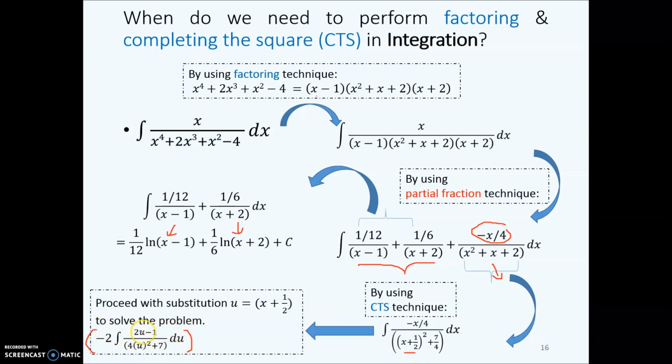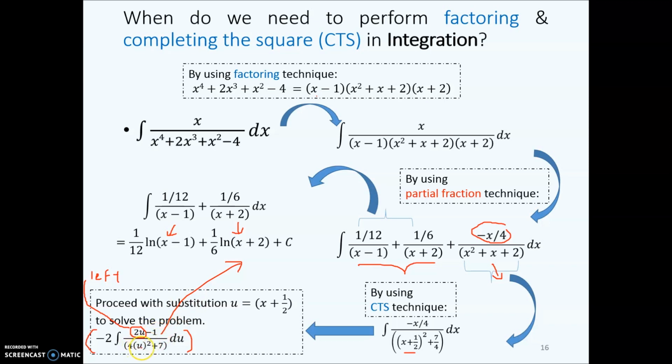You can see that 2u over 4u squared plus 7, if you differentiate the bottom part, you get 8u, which is relevant to this, right? So in this case, we can use the substitution to solve the left integral here. On the right integral, which is negative 1 over 4u squared plus 7, you can see that if you use substitution, you will have a remaining u at the top. So substitution is not suitable to solve it.